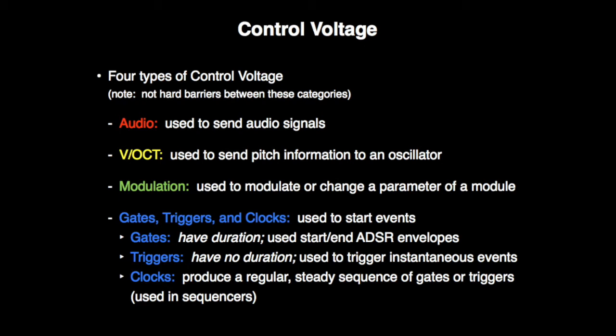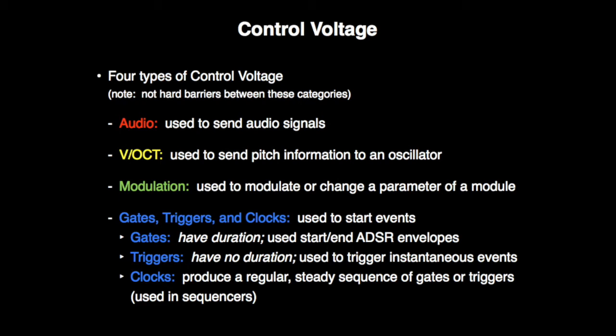Then there's volts per octave voltages. Now remember, volts per octave voltages are voltages that are going to be sent to an oscillator to tell that oscillator what pitch to play. So if we're taking a voltage from a keyboard controller and sending that to an oscillator, that's going to tell that oscillator which key is being pressed on a keyboard and therefore which pitch to play. That's going to be a volts per octave voltage.